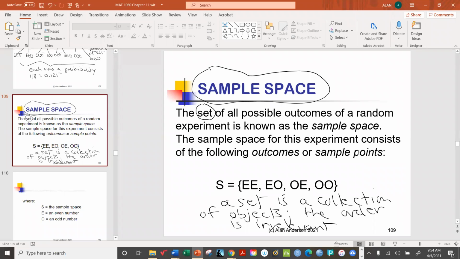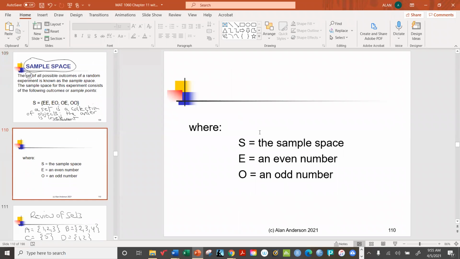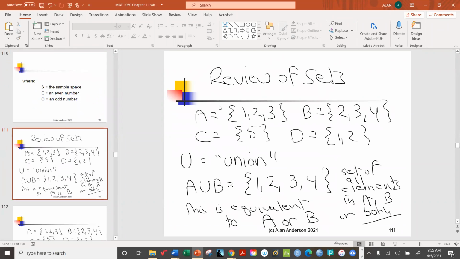Now, I did mention that what we're going to do in this chapter is based on set theory. So I want to do a very, and I mean very quick review of set theory. So let's do that real fast. Now, when I say set theory, I basically mean algebraic operations that could be performed on sets. Okay, so let's take a quick look at sets.